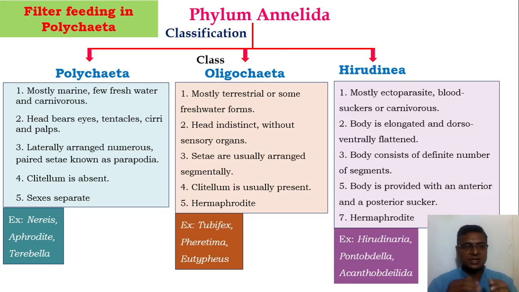That parapodia has different functions. There is a modification in different animals grouped into the Polychaetes as the neuropodia and the notopodia. The clitellum is absent, and in Polychaetes the sexes are separate. In the case of Oligochaeta and Hirudinea, the characters are totally different. The clitellum is present in both groups, and both groups are hermaphrodite, where the reproductive systems are present in a single animal. Some members of the Polychaetes are Nereis, Aphrodite, as well as Terebella.